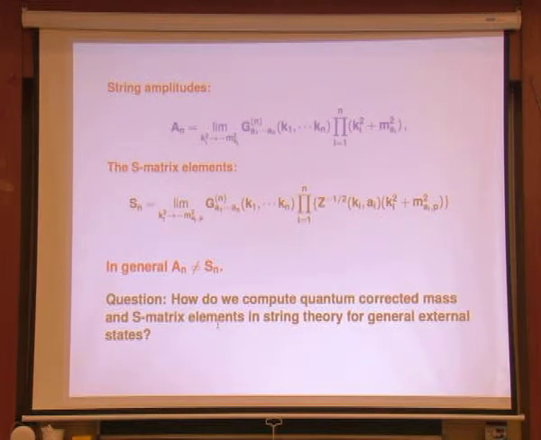So this is the problem again. String amplitudes compute this, the S matrix elements require us to compute this. And the question is, in general, this is not equal to the S matrix. So how do we compute quantum corrected mass and S matrix elements in string theory for general external states? Okay, so this is the problem that we set out to address. Is this clear, or are there any questions?